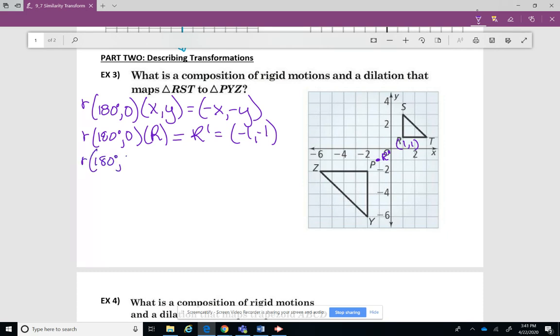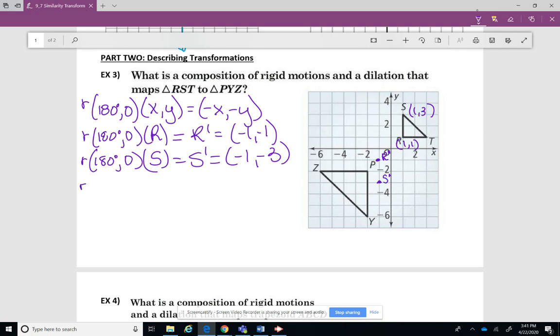All right, let's rotate again 180 degrees. We rotate one point at a time about the origin. So let's do S this time, and this is going to be S prime. So let's go look at S. That's 1, 3. So we're going to change those signs to negative 1, negative 3 because it's a rotation of 180 degrees. All right, so let's plot that one. Negative 1, negative 3. Way down here, right? And that's going to be S prime.